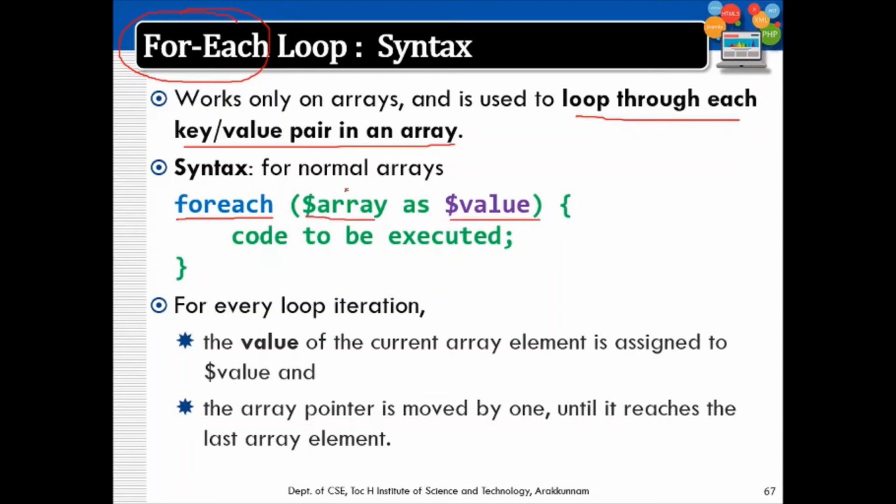foreach ($array as $value). So this is the name of the array, and this is the temporary value which we are giving to retrieve the value. Then we can write the code to be executed. For every iteration, the value of the current array element is assigned to $value. For each iteration, it will be accessing the array values one by one. And here we don't have to worry about index numbers and all. It will automatically start at the first index and move till the end of the array.